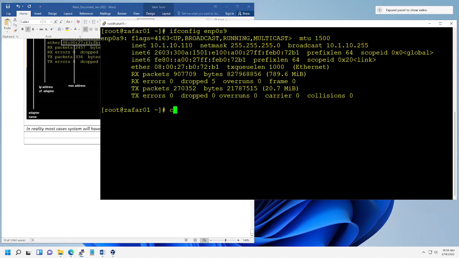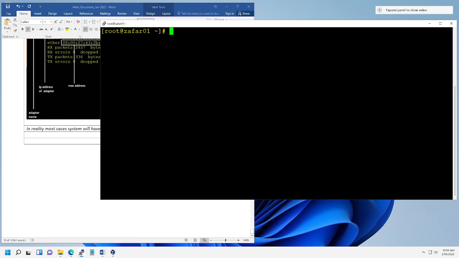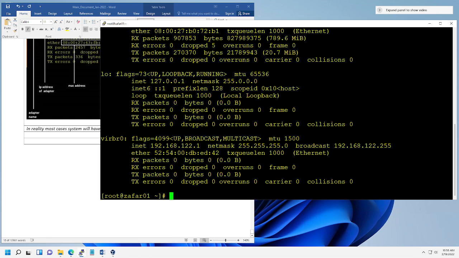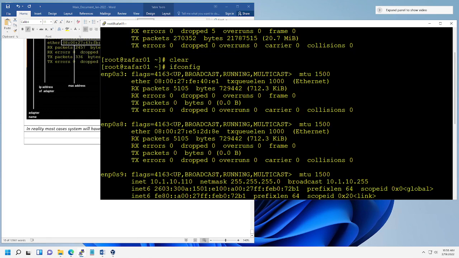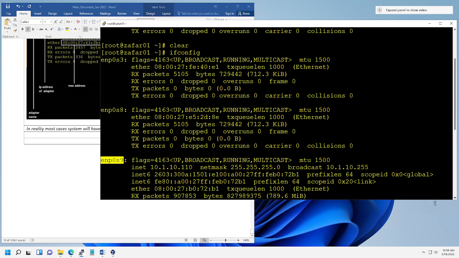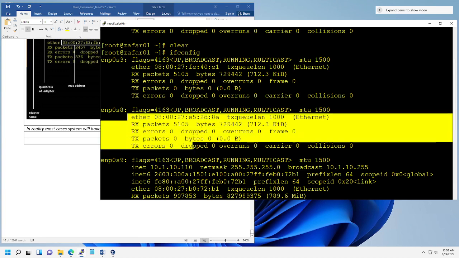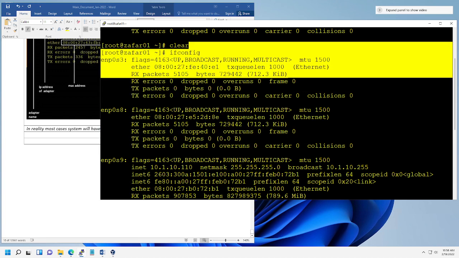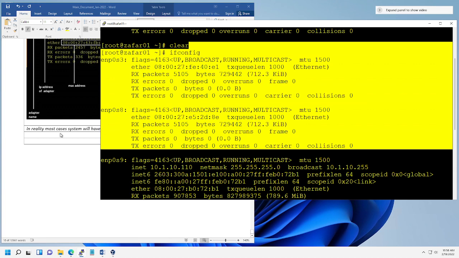All right, so I'm going to clear the screen and run ifconfig and hit enter. What we have here is three adapters: ENP0S3, ENP0S8, and ENP0S9. If you look closely, ENP0S9 is the only one that has an IP address. There is no IP address here, and no IP address here. So I'm going to just copy this part.